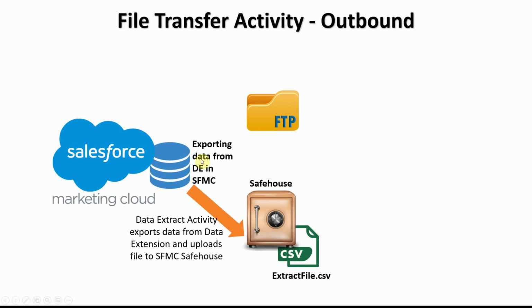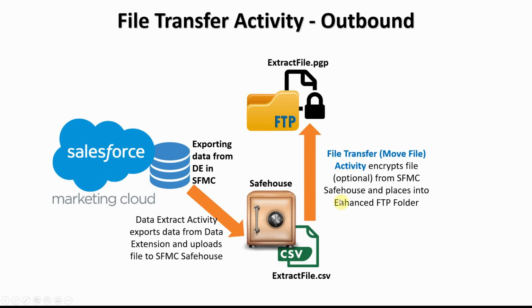You can zip it up, and then in different formats you can put it into the safe house. So let's say you want to extract data from a data extension, and as a CSV file you want to push it into the safe house, and then from the safe house you want to move it into an external FTP, we use this file transfer. The second option that you saw was move file from safe house, so that you'll be able to encrypt the file from the safe house and then move that into the FTP, the enhanced FTP folder of your choice.